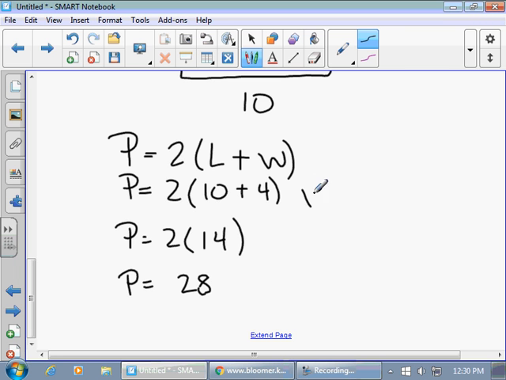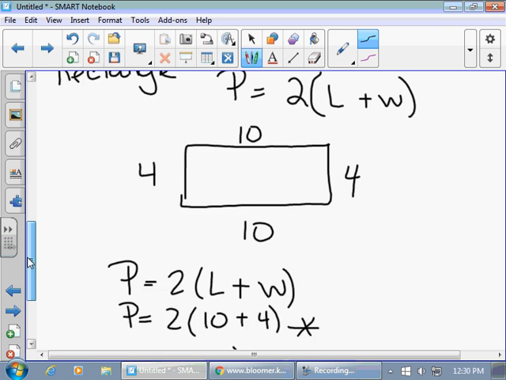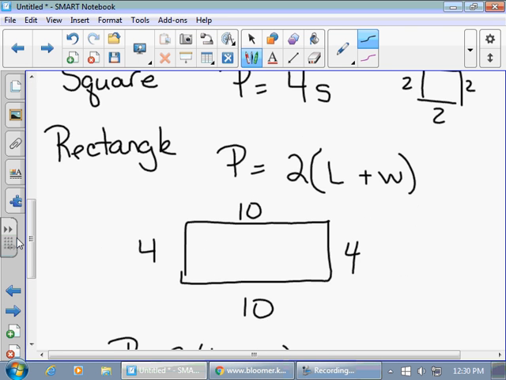Once you plug in right here, you always go back to order of operations. Always. Anytime you solve a problem, you always got to use correct order of operations. As soon as you plug in, you always use order of operations to solve your problems. Okay? All right. You may have a question on that, on perimeter.